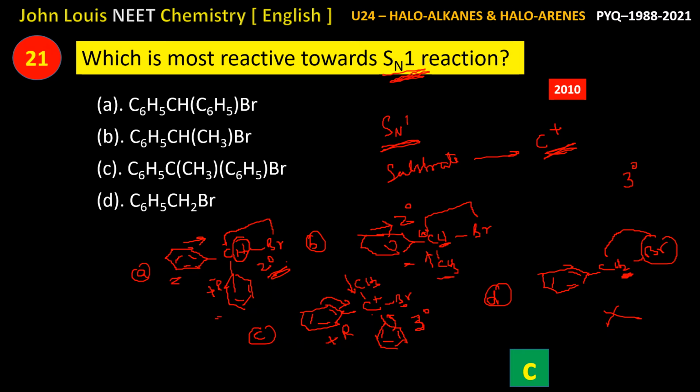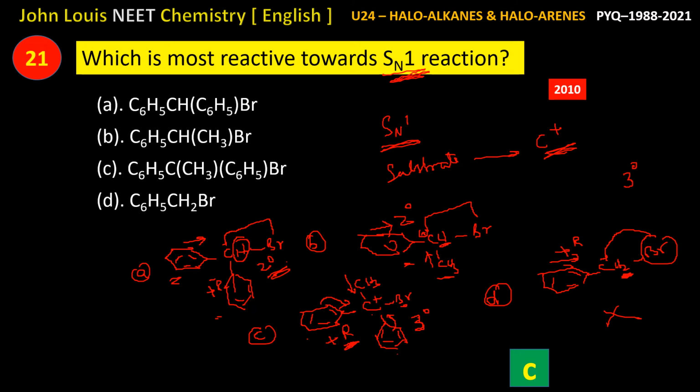But in compound C, what is there? Two phenyl groups and one methyl group. So two phenyl groups are plus R effect, and CH3 is plus I effect. Therefore, here the positive charge will be more stable in compound C. Whereas in option D, only one phenyl ring is there, so only one plus R effect. Therefore, here the positive charge may not be minimized that much, so this may not be stable. Therefore, option C is the correct one.